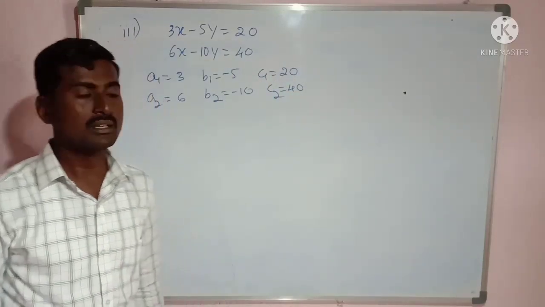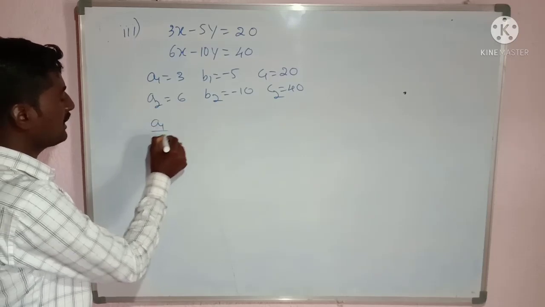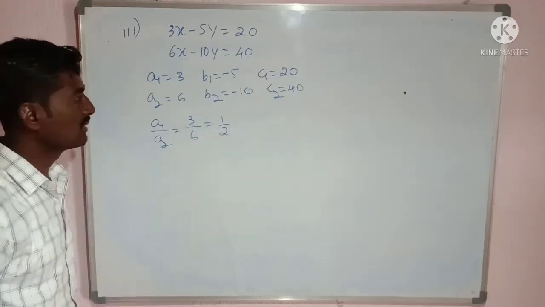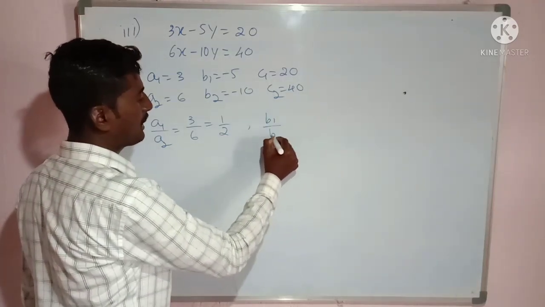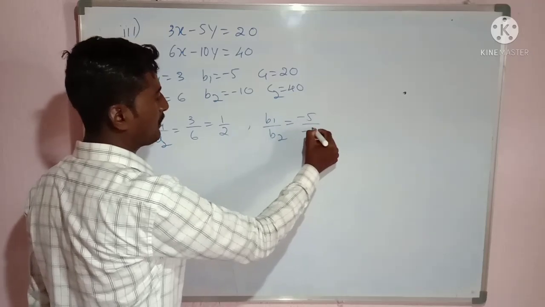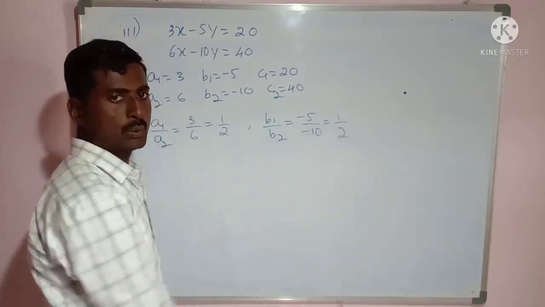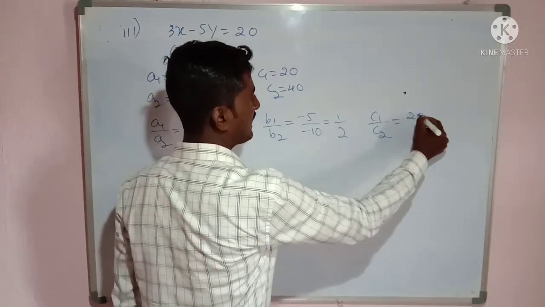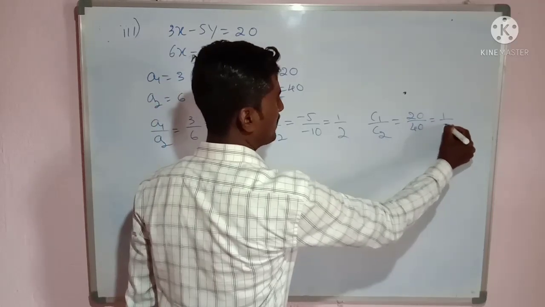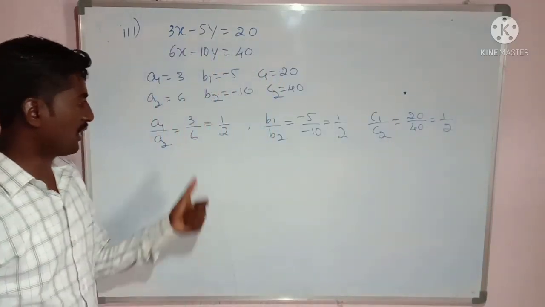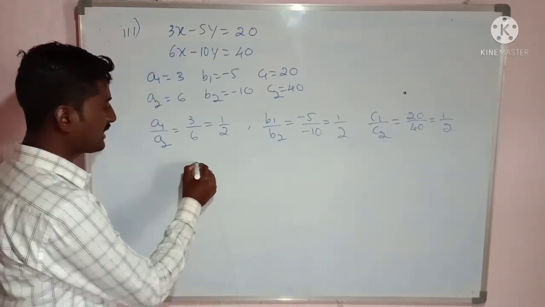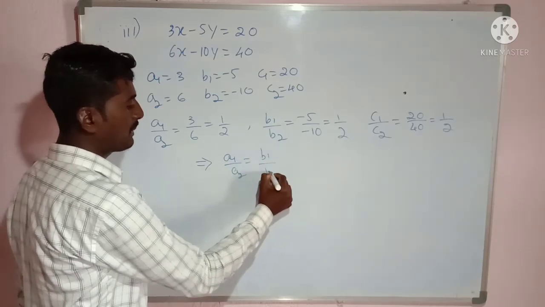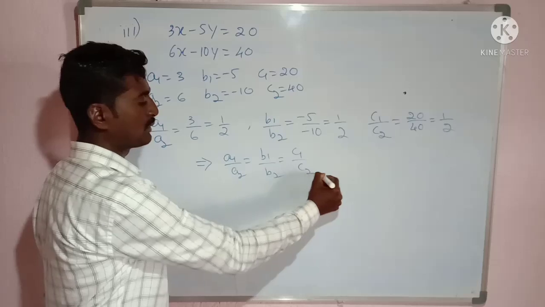You get the same answer. Now the ratio A1 by A2 is equal to 3 divided by 6. How much is it? 1 by 2. The next, B1 divided by B2, that is minus 5 divided by minus 10, that is also 1 by 2. Then the third ratio, C1 divided by C2, 20 divided by 40, that is also 1 by 2. If you observe, these three ratios are equal to each other. It means A1 by A2 is equal to B1 by B2 is equal to C1 by C2.